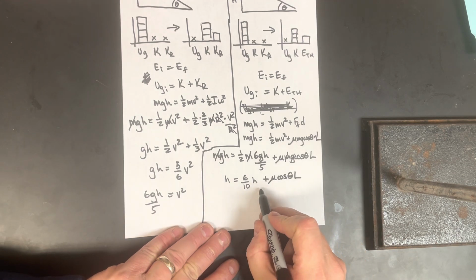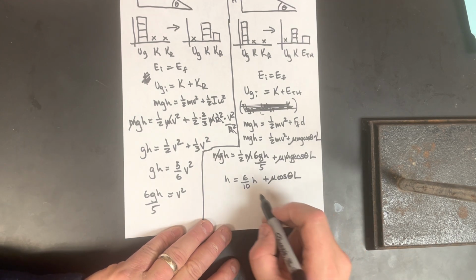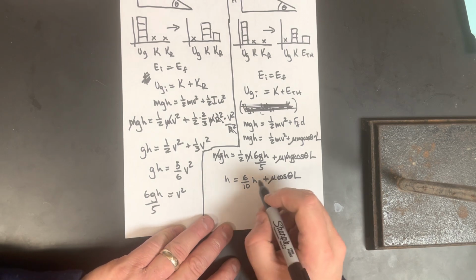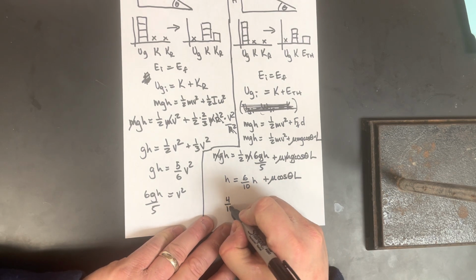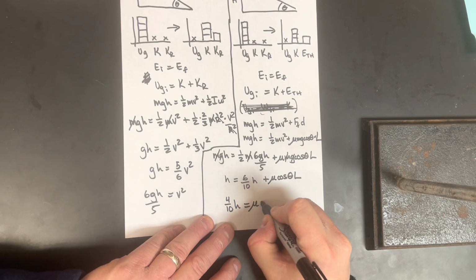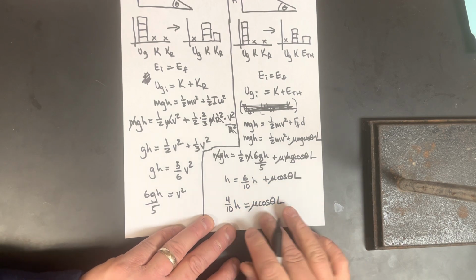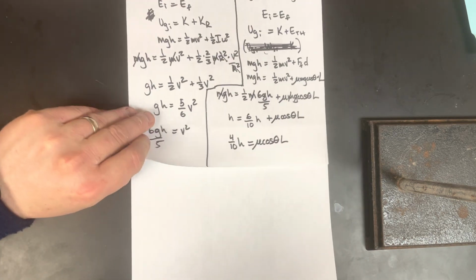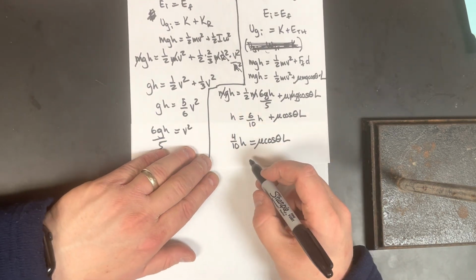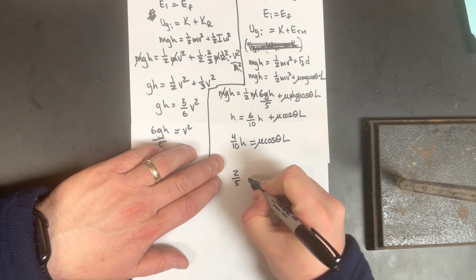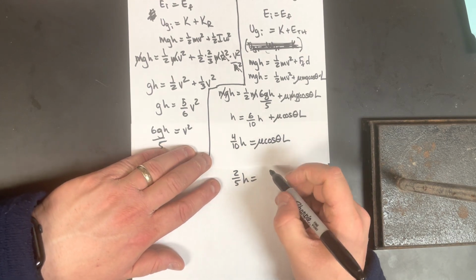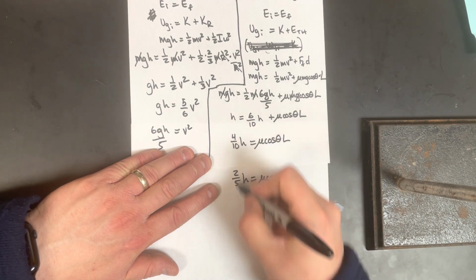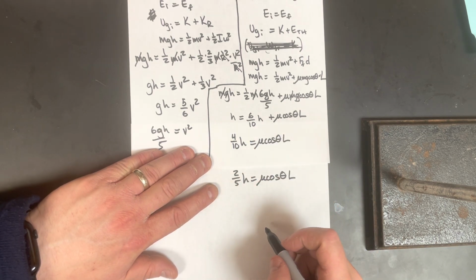I have two terms with h in them, so I'm going to combine them. I'm going to subtract 6/10 h to the other side, so that will get me 4/10 h is equal to mu cosine theta times L. 4/10 is the same as 2/5, so 2/5 times h is equal to mu cosine theta times L. So just simplifying the fraction on the left side down to 2/5.